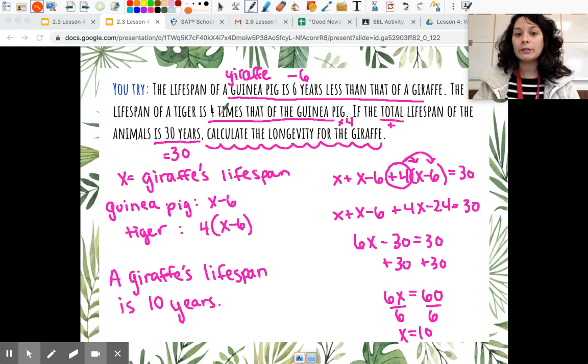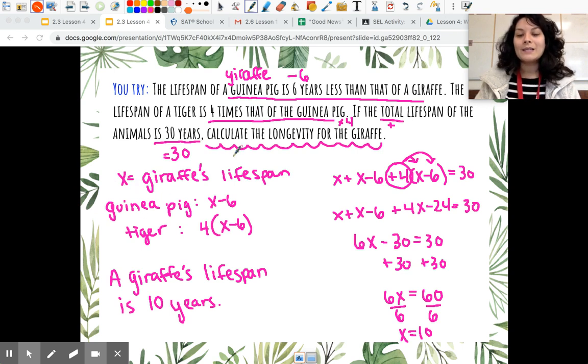The lifespan of a tiger is 4 times that of the guinea pig. If the total lifespan of the animals, so total means we're going to add everything up, if the total of the animals is 30 years, so that means equals 30. It says calculate the longevity, or in other words, the lifespan for the giraffe. So in this particular word problem, they're not explicitly asking a question, but they are directly telling you what it is you should be solving for. And what they're telling you to solve for is your variable. So the longevity or lifespan of the giraffe, that's what your variable should have equaled.